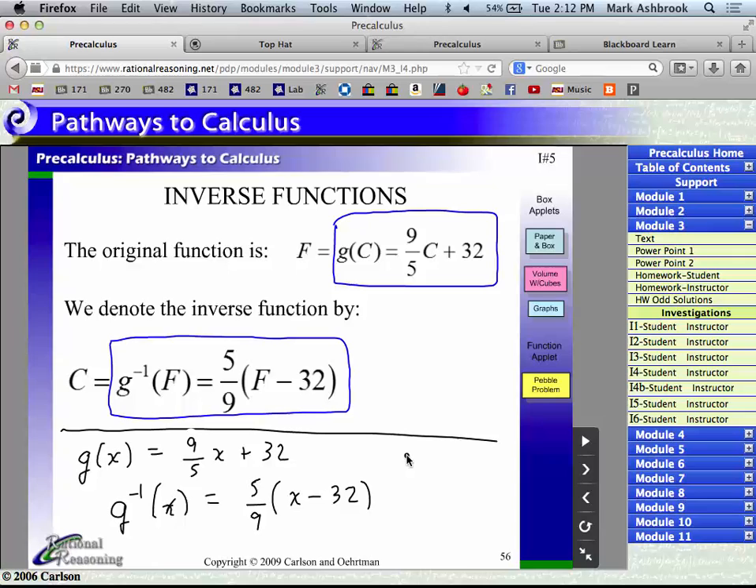Now, what's the x in the g inverse function? Is it Celsius? Alex? It's Fahrenheit because it's the inverse, right? So x is often the placeholder for input. So when you have both, what's he doing? That's not the time.